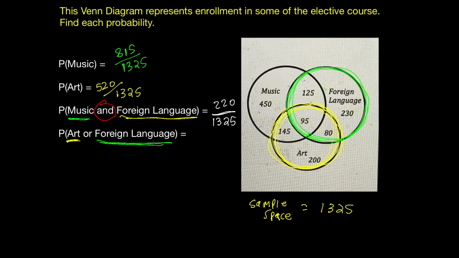Now, because I want to get the probability of art or foreign language, that means that I want to get all of the values that are in both of these events. So first, I'm going to count the students in art, and then I'm going to calculate the remaining students, which are the 125 and the 230. So let's go ahead and add the 125, the 230, the 80, the 95, the 145, and the 200. And when you add all of those values, you're going to get 875. The sample space is 1,325.